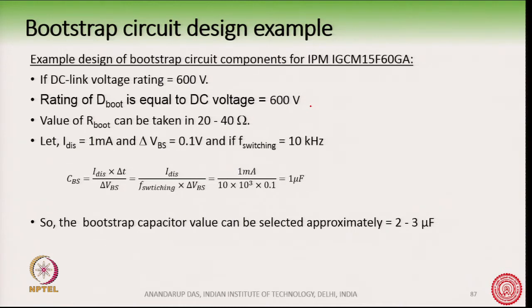So, you can take a 20 to 40 ohm, but you can choose any value, and then you can find out from this how much is the total charge needed. We have given some example here: for a switching frequency of 10 kilohertz, you need a capacitance of 1 microfarad for this particular IGBT which we have used in the lab.